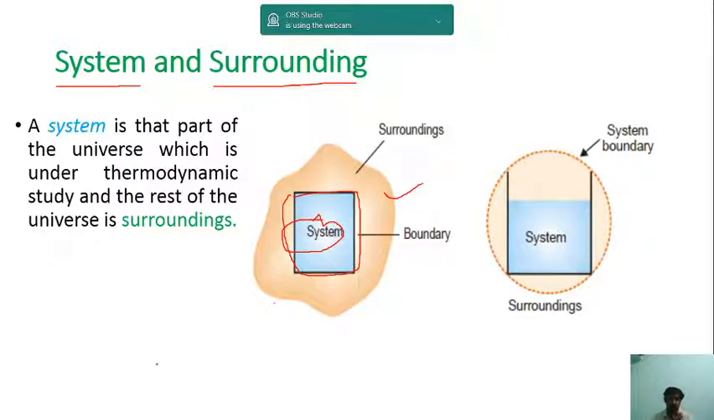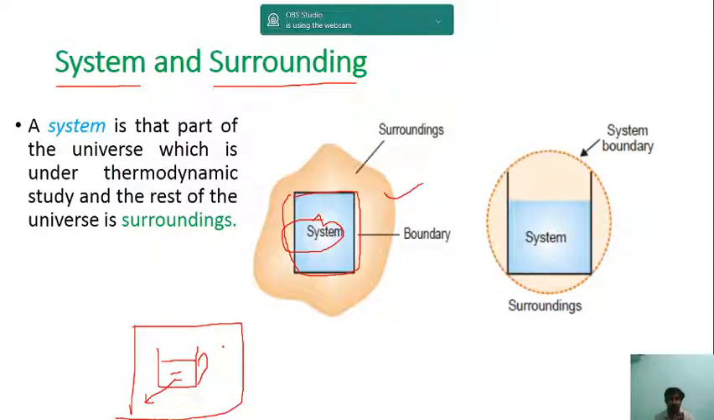So I can give an example for this. You just take a cup of coffee. This cup of coffee, the coffee content is a system. The cup is called a boundary, and if it is placed in an environment, this environment is called a surrounding.